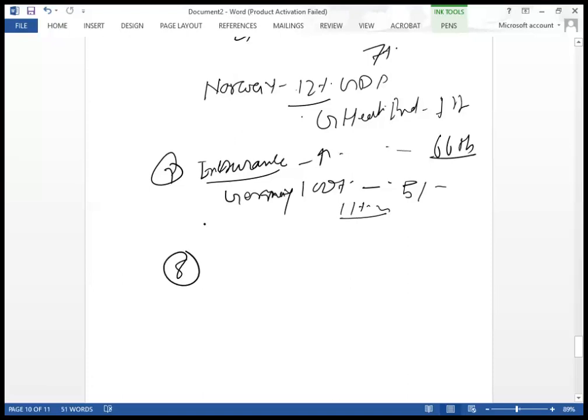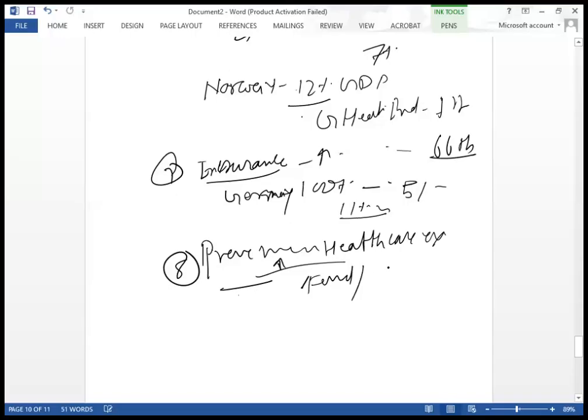Now you can put the 8th point, I think it will be preventive healthcare expenditure. Just link your measures to the problems. That is also a good way to write preventive healthcare expenditure. So in this section we should increase funding, definitely.